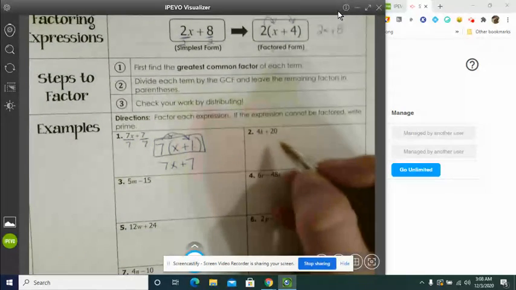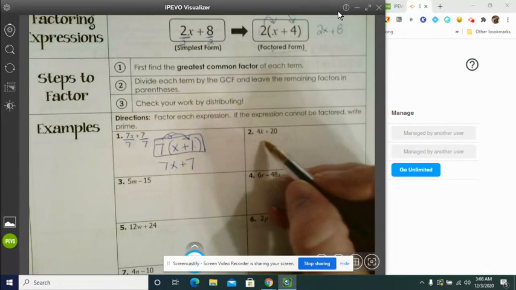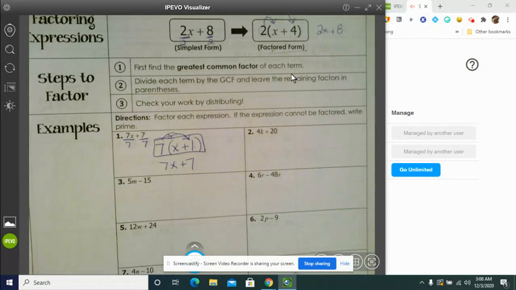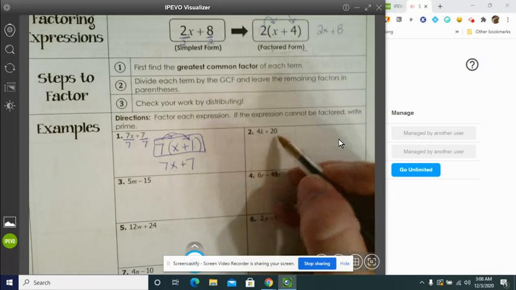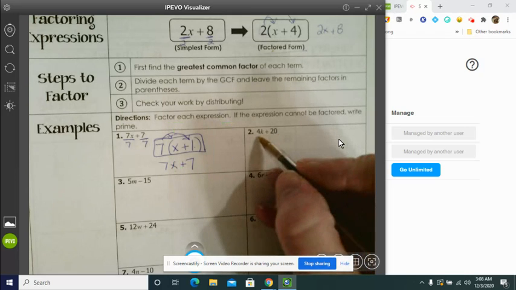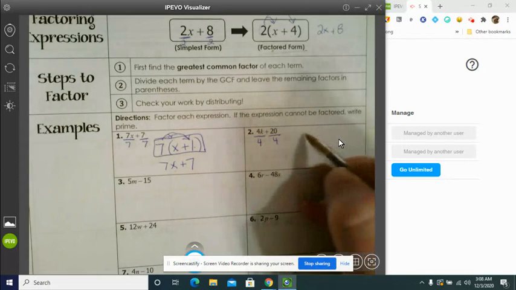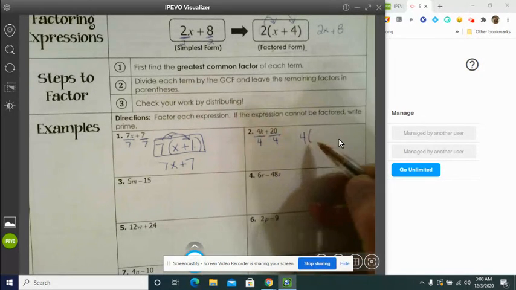So we're going to look at number 2. Number 2, we have 4k plus 20. Let's see if I can get that to be a little more clear. Okay, 4k plus 20. So the number that will go into 4 and will also go into 20 is 4. So I'm going to divide both of those by 4. And that means 4 is going to go on the outside of my parenthesis.